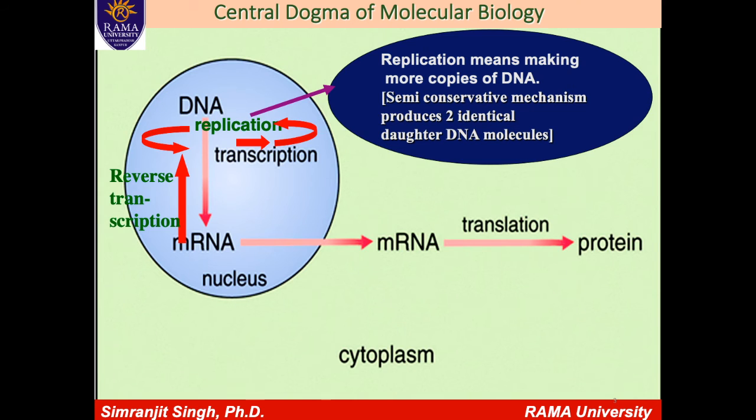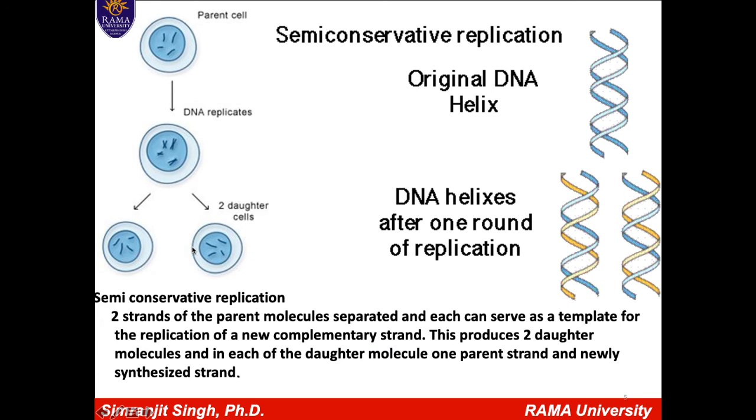So how is it a semi-conservative replication? Here we have a parent cell, and then the DNA replicates from single chromosomes, giving rise to two daughter cells. This is the original helix, and then the DNA helix after one round of replication. The two strands of the parent molecule are separated, and each can serve as a template for the replication of a new complementary strand. So this produces two daughter molecules.